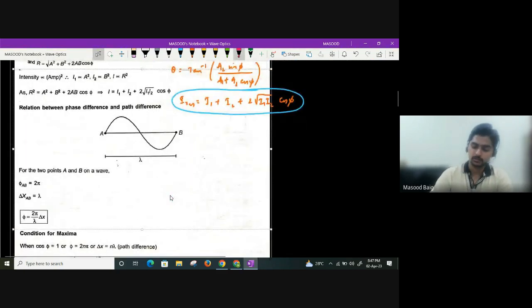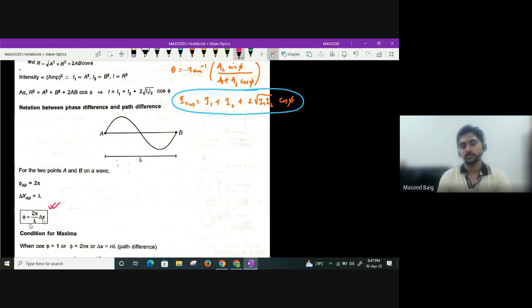Right. So there is also a relation between phase difference and path difference. The relation happens to be this, which is a very important relation. Phase difference will be given as 2 pi by lambda times the path difference, guys. So what is phi here? Phi happens to be the phase difference. What is delta x? Delta x happens to be your path difference. And the lambda value, as you all know, is the wavelength, guys. So this is the relation between path difference and phase.